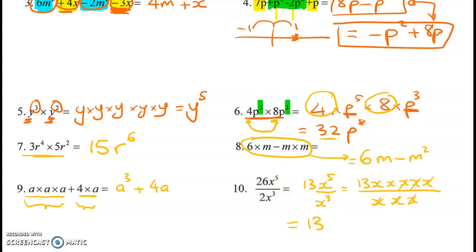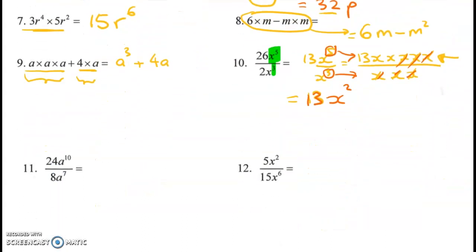That we're going to end up with the x's being in the numerator here because we've got x to the power of 5 here. 5 is bigger than 3 down here. And we're just going to be able to subtract the powers, right? But I want you to understand why that's working. It's because of this cancelling out. So when I've got the same base, I can subtract the powers and I get 13x squared.